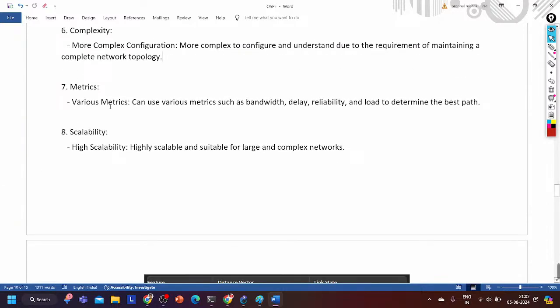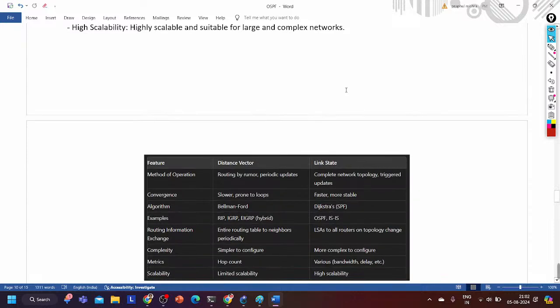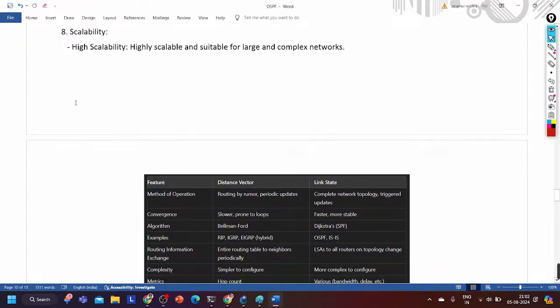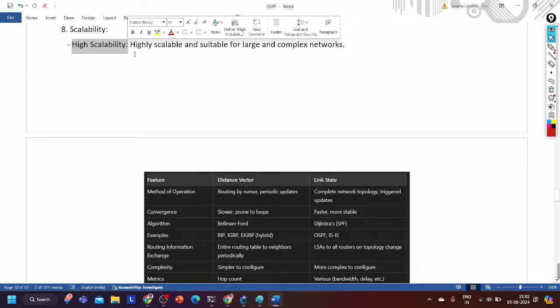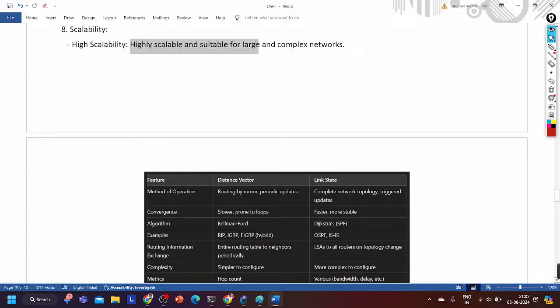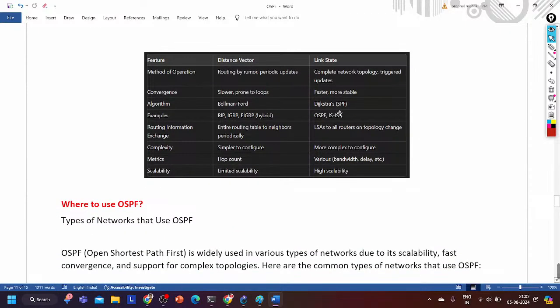Then metric calculation. Metric depends on link properties like delay and bandwidth. Scalability: high scalability. Link state routing protocol is highly scalable and suitable for large and complex networks. Now there is one diagram. You can see the differences.